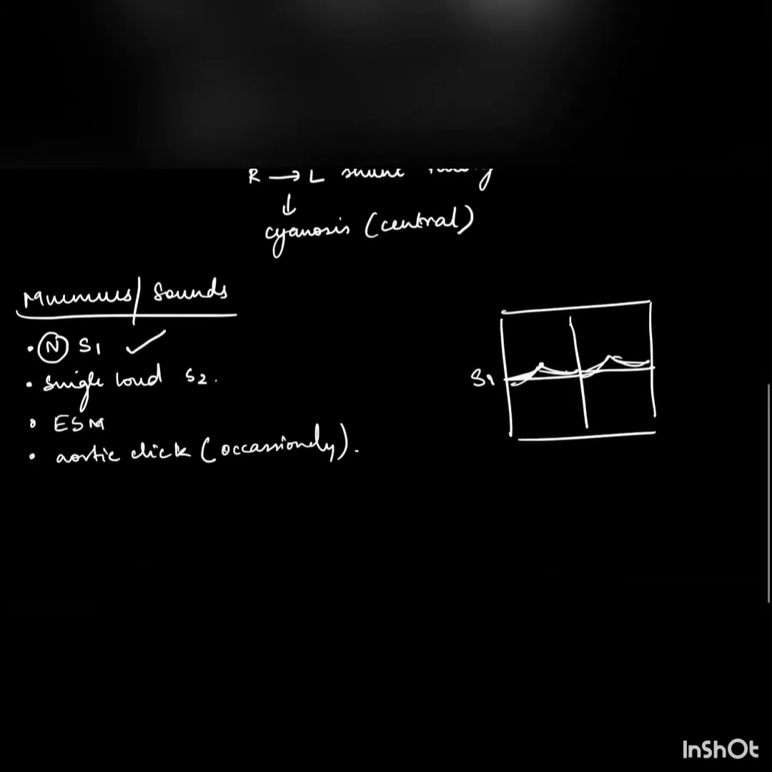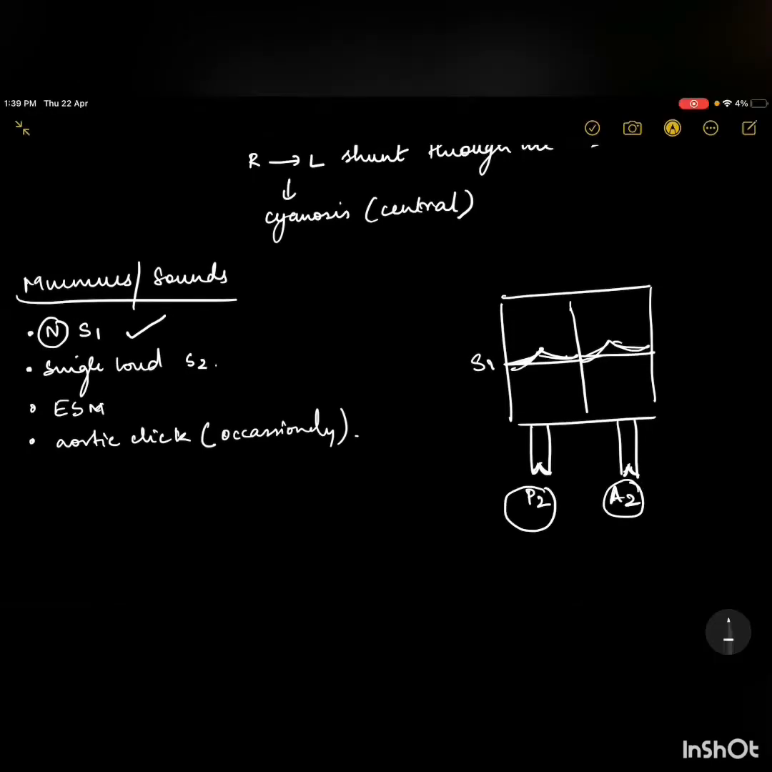And the second is S2. We know that the S2 is physiologically comprised of two components, that is closing of the pulmonary valves as well as the valves of the aorta. And here what happens is that there is a single loud S2, and instead of having two components, that is both P2 and A2, P2 is heard. This P2 is almost inaudible.